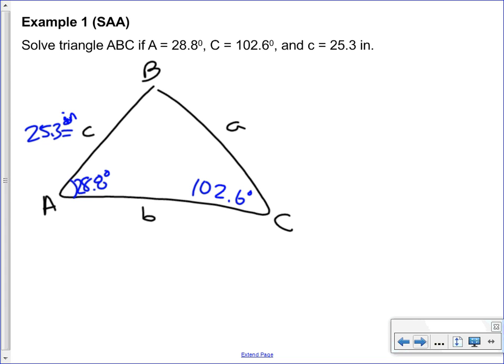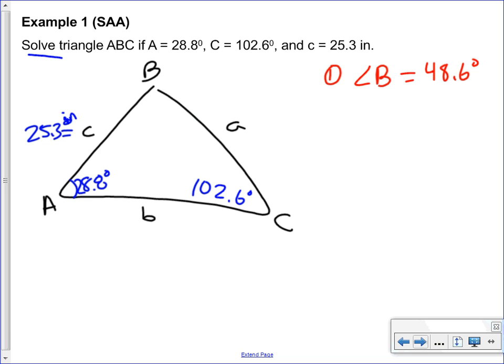What's the first thing that we can find? The other angle, right? Remember, to solve means to find all the sides and all the angles. So first, find angle B. Angle B is equal to, how did you get it? Exactly. So angle B is 48.6. Just subtract everything from 180. Triangles make it so easy.